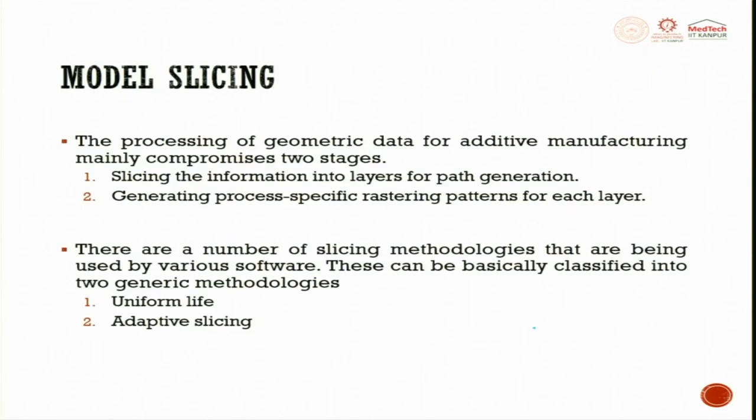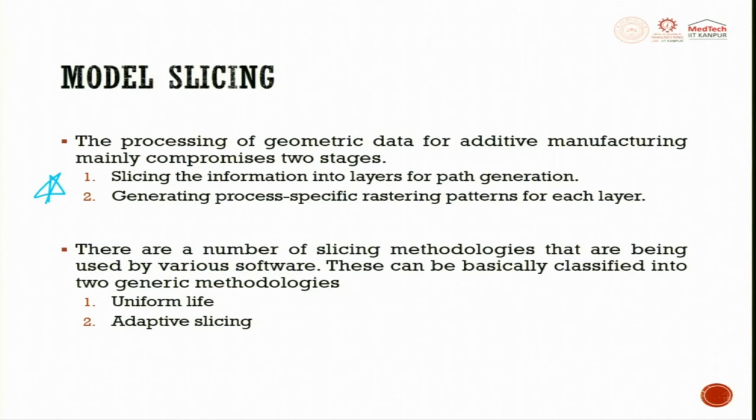Now let us move from STL into slicing, model slicing. The process of preparing geometric data for additive manufacturing mainly comprises two stages. One is slicing the information into layers for path generation. The next one is creating a process-specific rastering pattern for each layer. These two are very important when we are trying to do slicing.